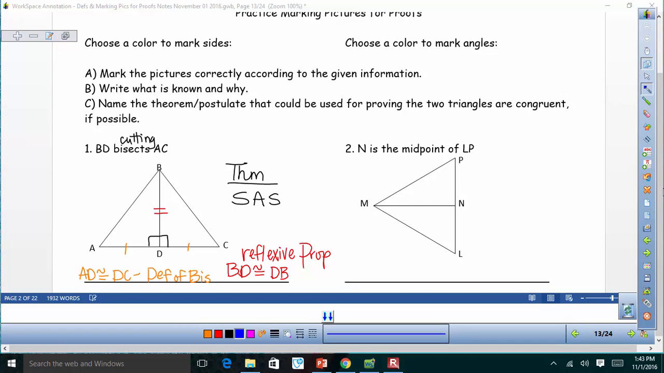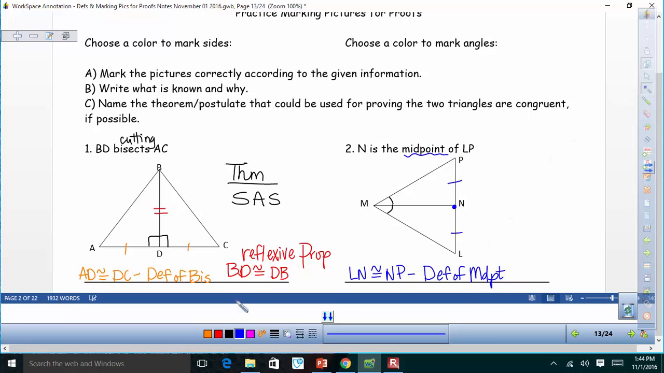Okay, let's try another one like that. So looking at number 2, it tells me that N is the midpoint of LP. So what is the definition of midpoint? It divides a segment into 2 congruent parts. So that means NP and LN would be congruent. So that's what I'm going to write down. LN is congruent to NP, and I know that because of definition of midpoint.